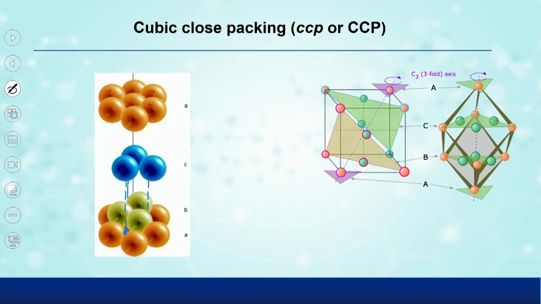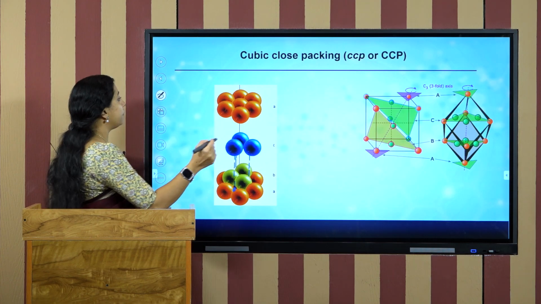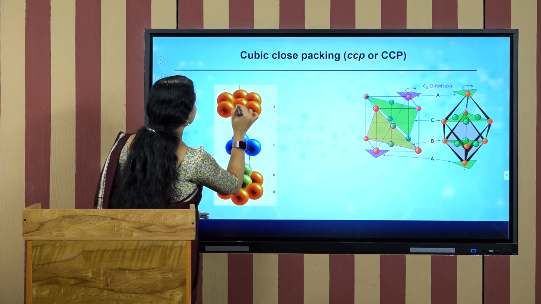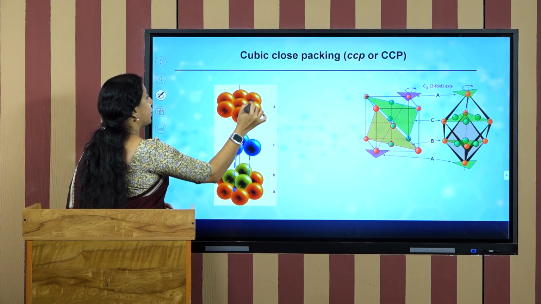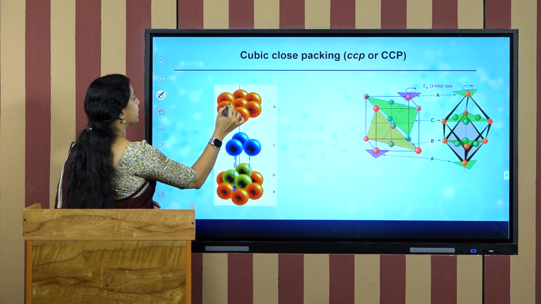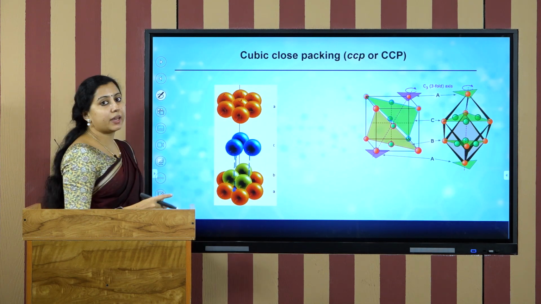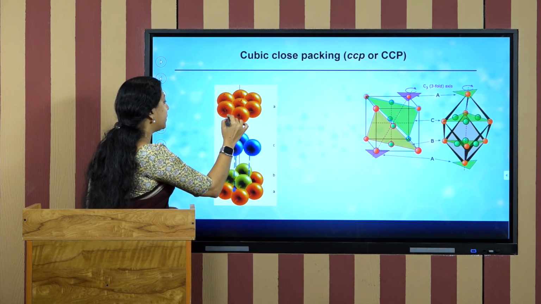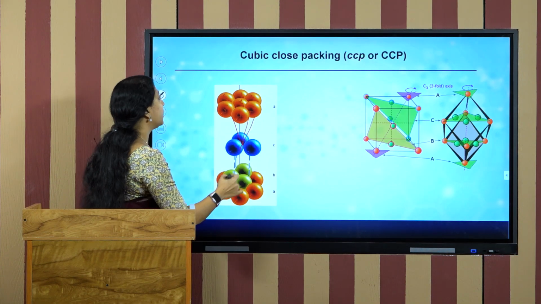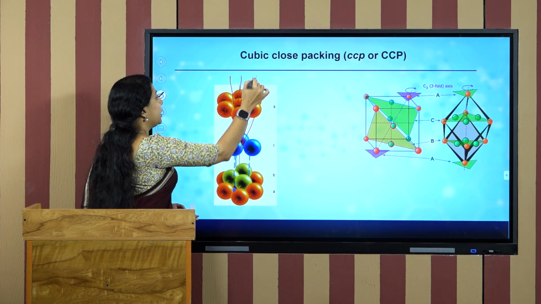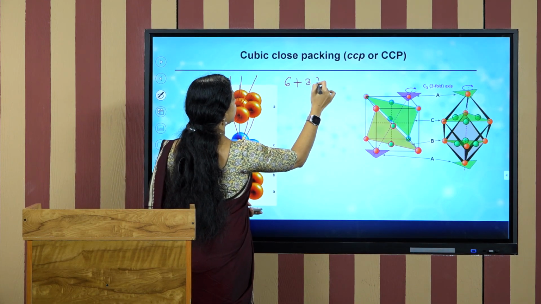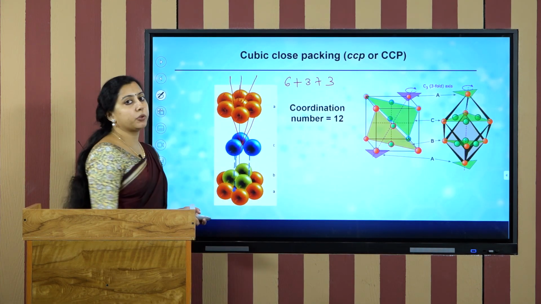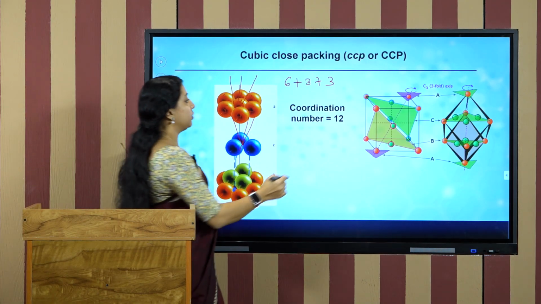Now, let us find out the coordination number in cubic close packing. When we consider a sphere in the center, you can see that it is surrounded by 6 spheres. When we add the other layers, there will be 3 spheres on the bottom plane, and on the top plane also there will be 3 spheres. So, again we have 6 plus 3 plus 3. That will contribute to a coordination number of 12.